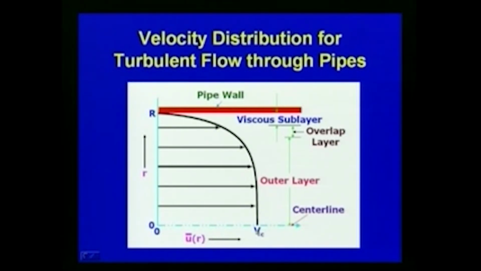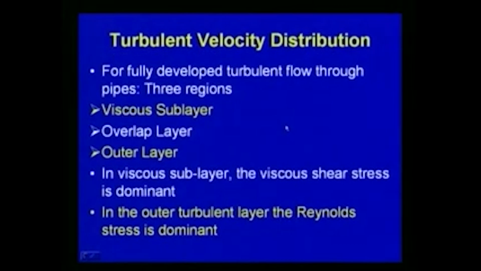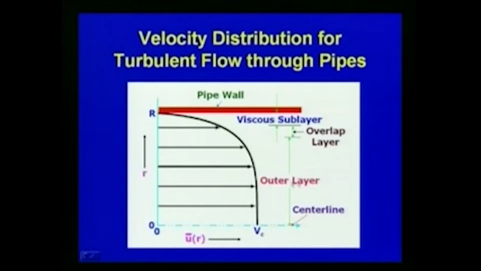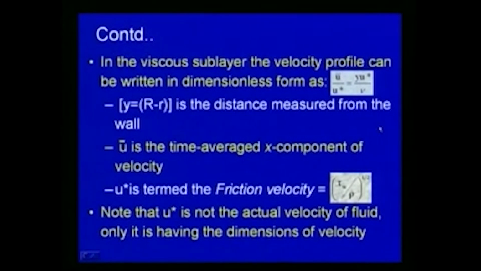So, here it will be maximum at the center line, which is the Vc, the center line velocity. With respect to the three layers which we discussed, in the viscous sublayer you can see the velocity variation will be like this, and then this is the overlap layer with respect to fully developed turbulent flow, and this is the outer layer where the Reynolds stress is dominant. In the viscous sublayer, you can see that the viscous shear stress is dominant. So, this way the velocity distribution changes with respect to the fully developed turbulent flow through the pipe system.